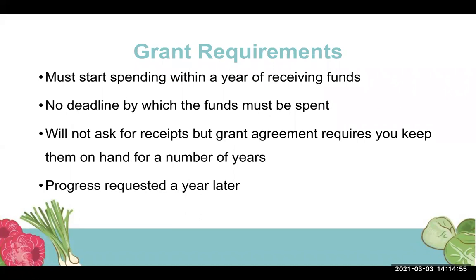In terms of requirements on time, so we do not have a timeline or a specification by which you must spend all of your $3,000. We just ask that you start spending within 1 year of receiving them. We do not have a requirement for receipts to be turned into us, but we do ask that you keep them on hand for your own purposes, for any other grant purposes for a number of years, but they do not need to be shared with us, receipts for things you purchase using the grant. And then in terms of reporting requirements, we have one reporting requirement. It comes about 1 year from when you receive your grant funds. You submit a progress report to us through the same portal through which you applied.